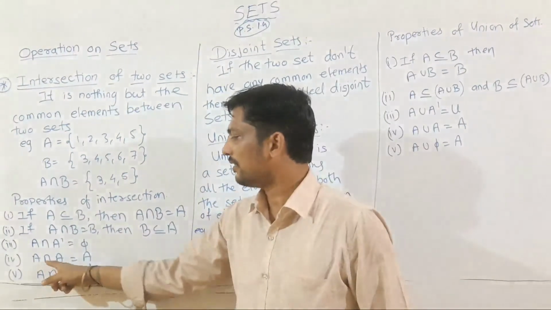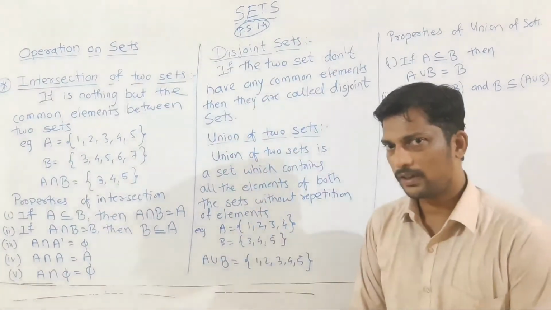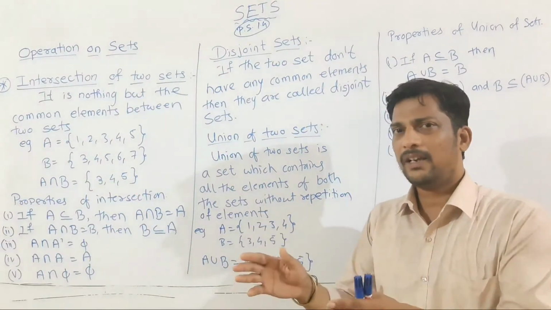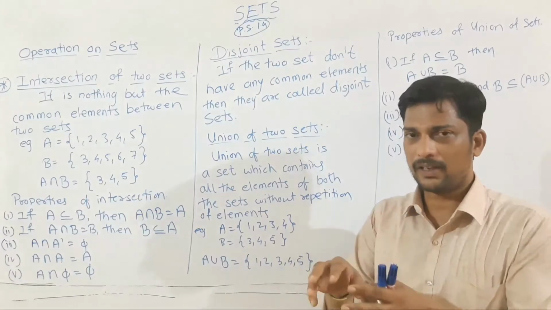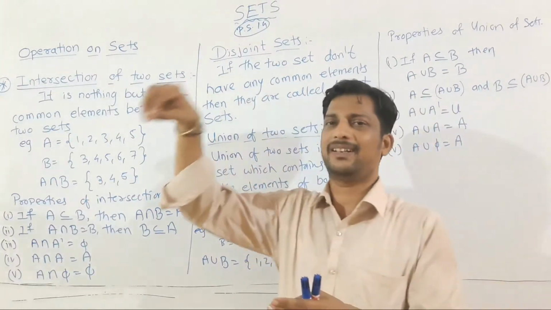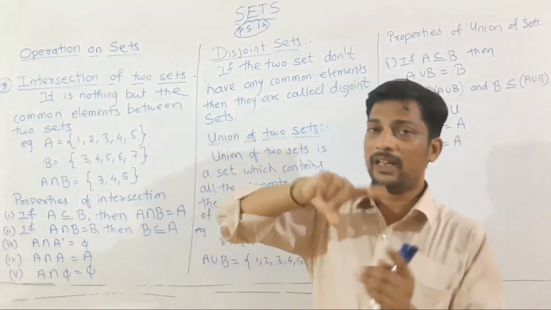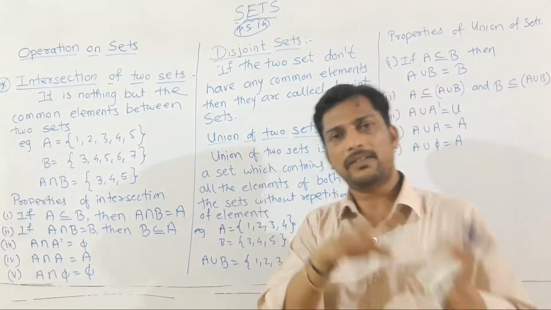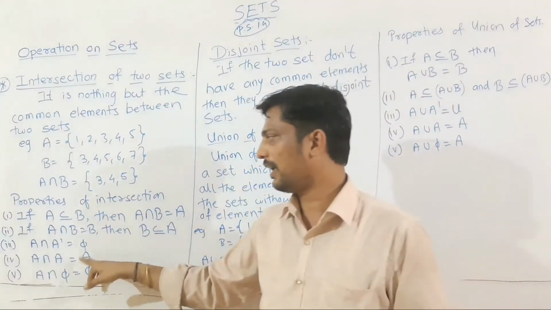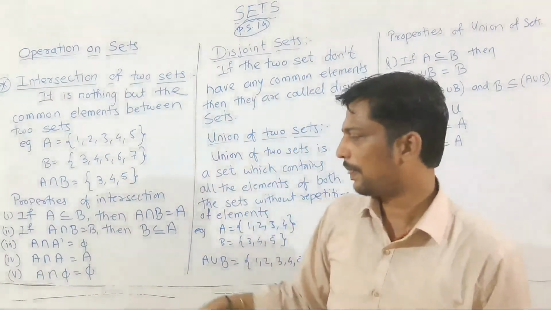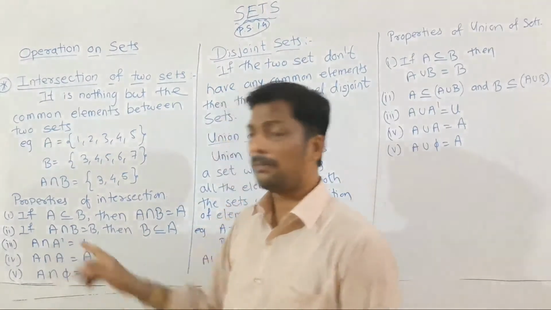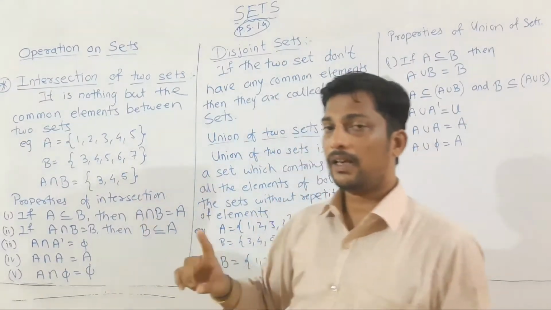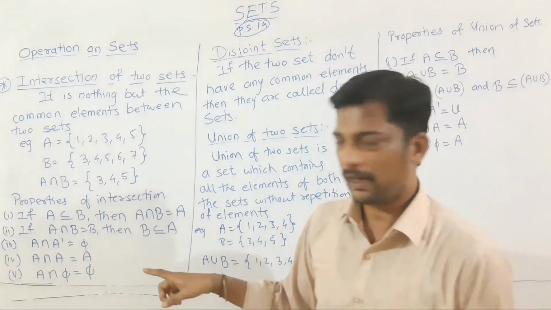Now A intersection A is equal to what? A, because all the elements of A will be present in A, isn't it? So in A intersection A, that means whenever I take an intersection of a set with itself, it is nothing but again the same set. Fine. Then A intersection with an empty set is always empty.